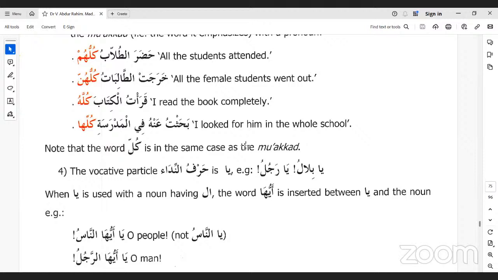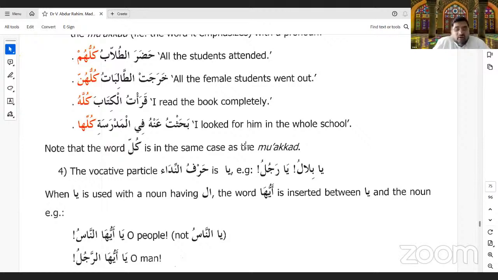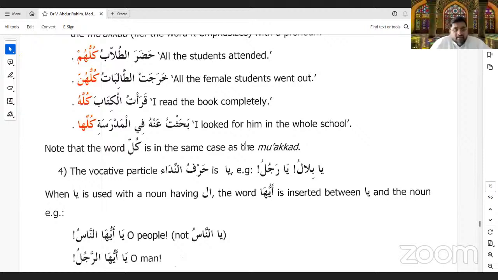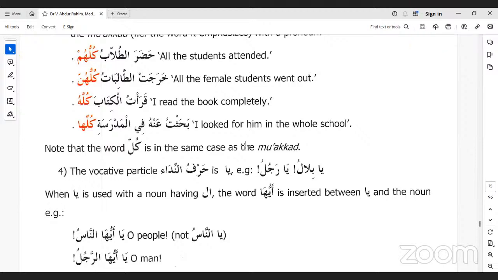بحثت عنه في المدرسة كلها. I looked for him in the whole school. Again, بحثت, I looked for him عنه في المدرسة كلها. The madrasa is feminine, which is why it uses كلها. And because of fi, al-madrasati is majroor, and that's why the lam of kull gets a kasra because of fi.